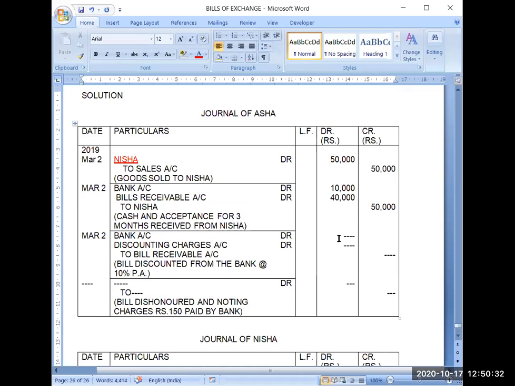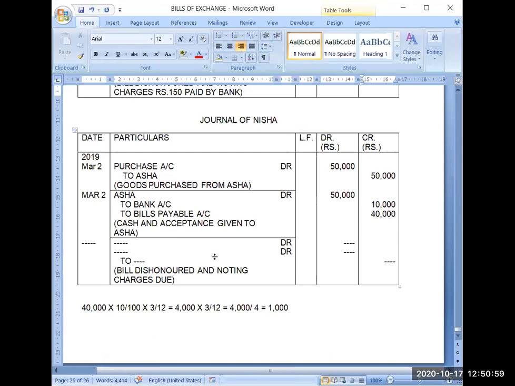So because you have to receive 40,000, 1,000 you are not receiving. So your discounting you will receive 39,000. Discounting charges will be 1,000 and bills receivable will be 40,000. Now when you will get this bill discounted, draw is not concerned with that transaction. That's why you will not find such transaction here.